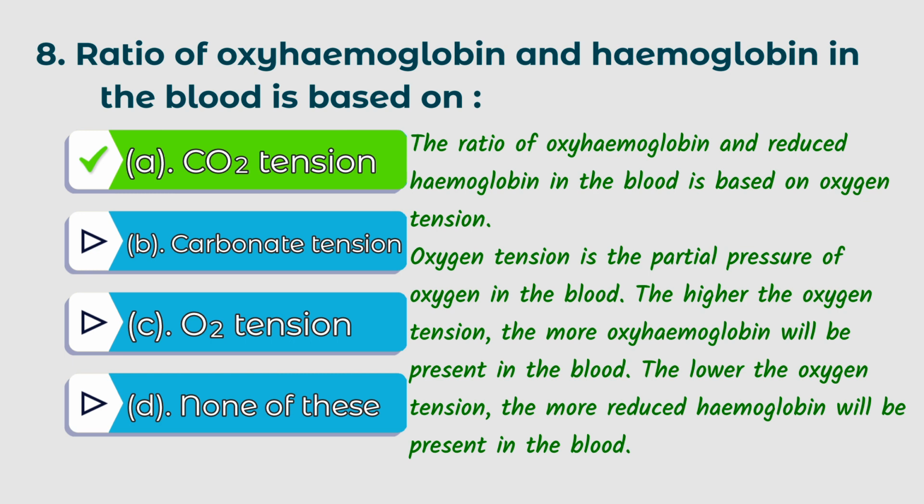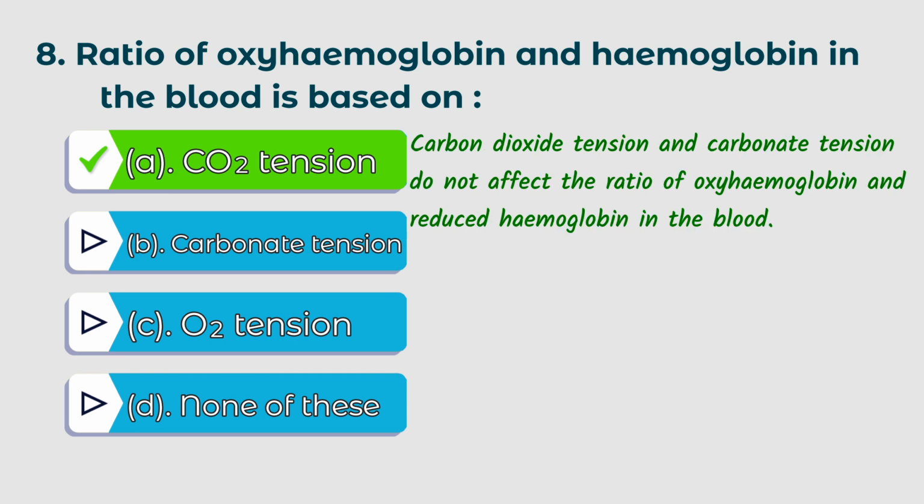Oxygen tension is the partial pressure of oxygen in the blood. The higher the oxygen tension, the more oxyhemoglobin will be present in the blood. The lower the oxygen tension, the more reduced hemoglobin will be present in the blood. Carbon dioxide tension and carbonate tension do not affect the ratio of oxyhemoglobin and reduced hemoglobin in the blood.